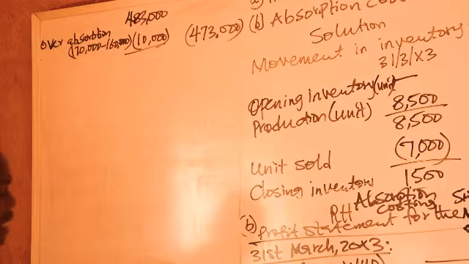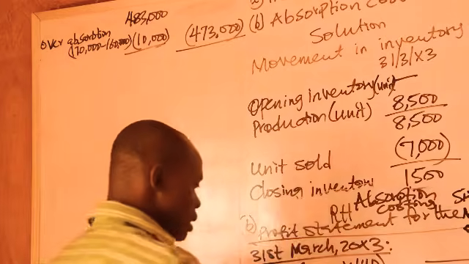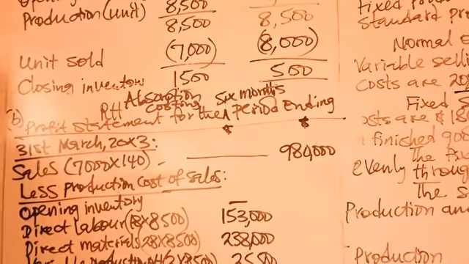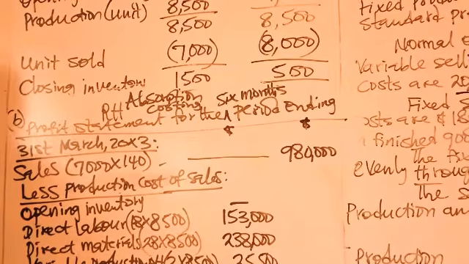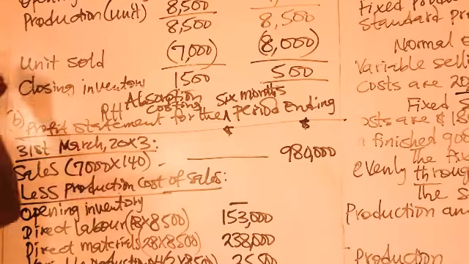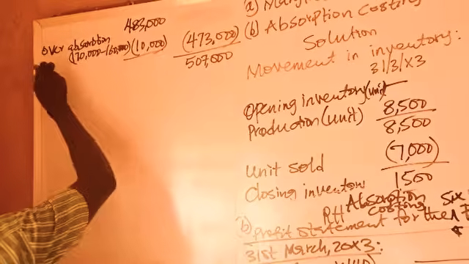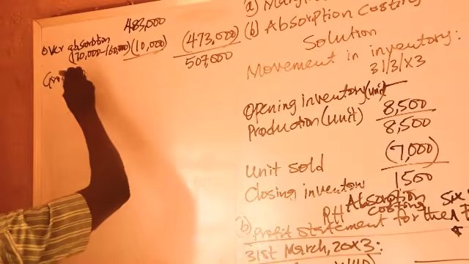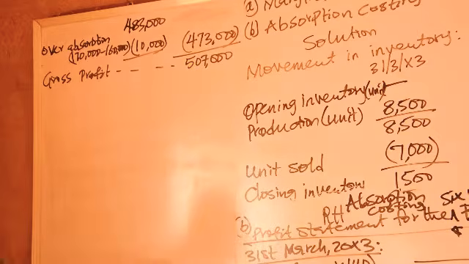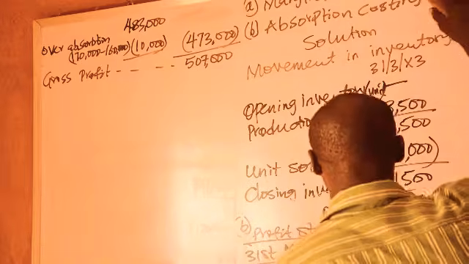Then you subtract your cost of sales from the sales of 980,000, and you have the gross profit of 507,000. Our gross profit is 507,000.